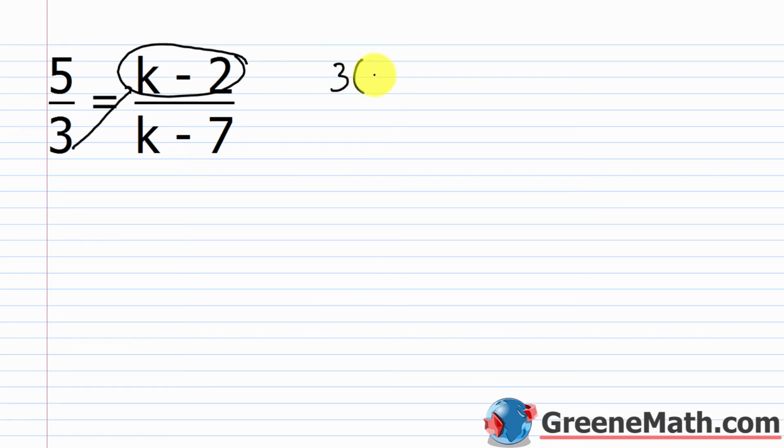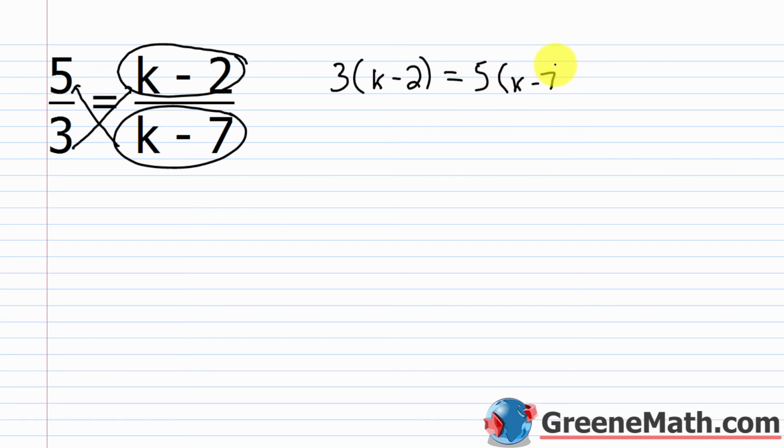So 3 times the quantity k minus 2 is equal to, I'm going to have this value multiplied by this. So 5 times the quantity k minus 7. Again, you've got to use parentheses. You're multiplying 5 by k and by negative 7. So you use parentheses for that. Please don't make that mistake of not putting parentheses and not multiplying that number by each term. Very, very common, and it will cost you an answer on your test.